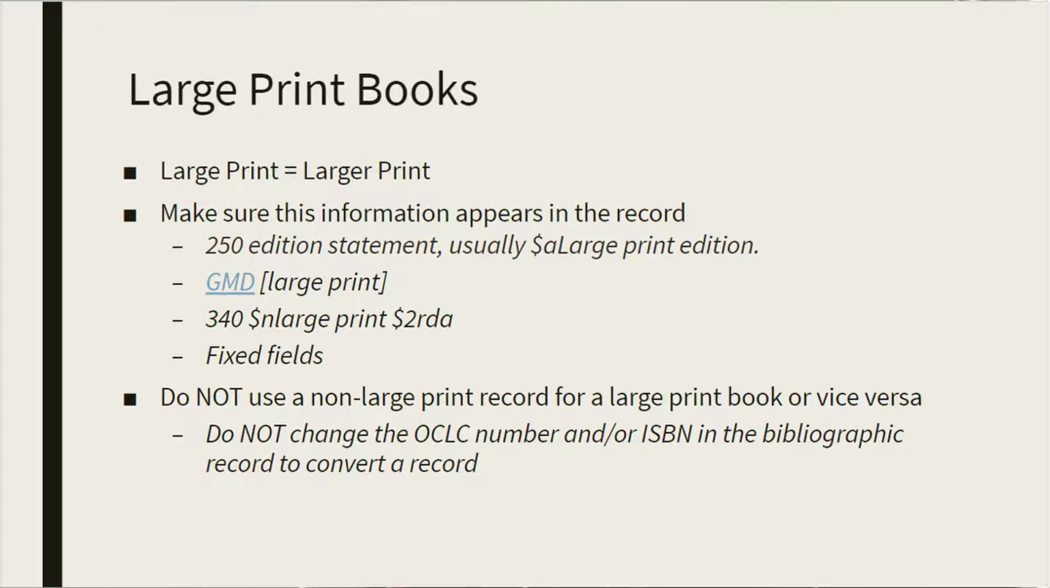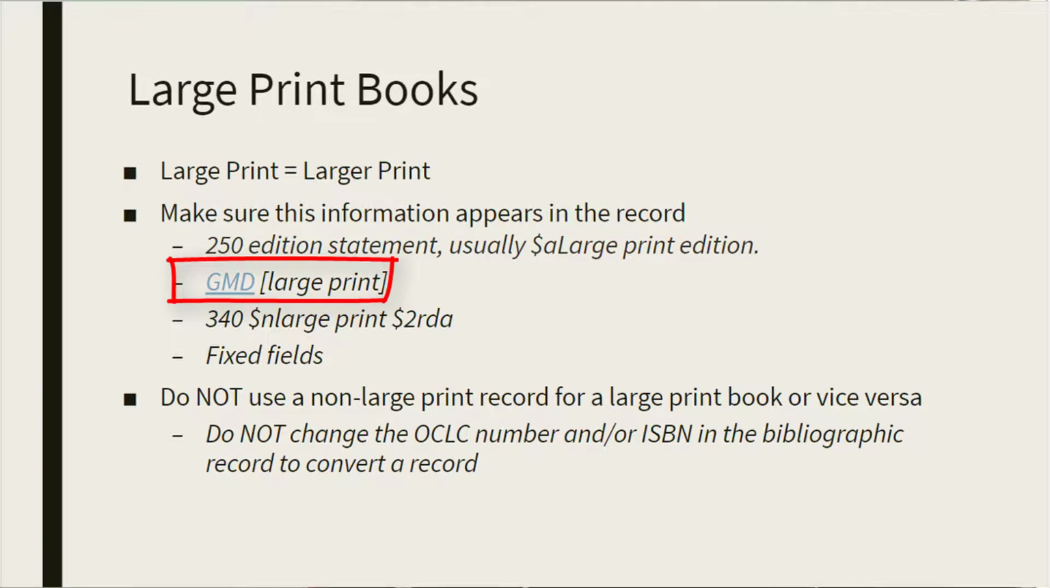And probably most importantly, this information shows up in the fixed fields. So there's a place where this can be coded and it generates the fancy icon for larger print. So there are several different places where this can go, and the main thing you need is to have it in the fixed fields and then have hopefully one other place in the record where it says for people's viewing pleasure that this is large print.